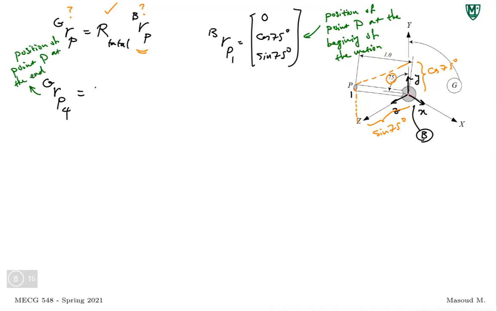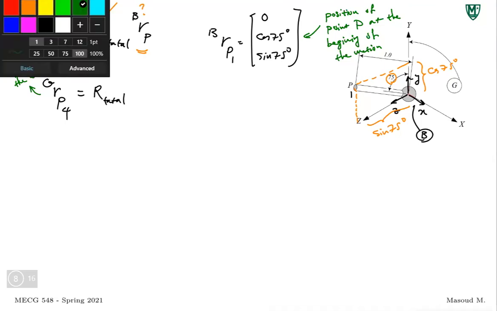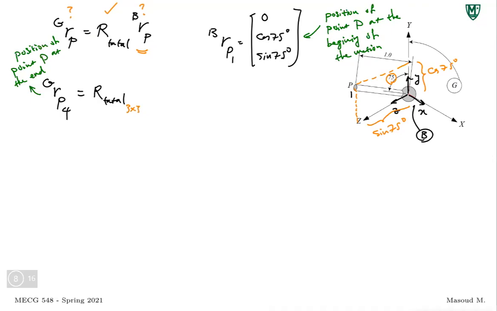Well, you do have this main matrix R2 already. You calculated that, and it's a 3 by 3 matrix. Now you have the coordinates. You can just put the coordinates right here: 0, cosine 75 degrees, sine 75 degrees. So another multiplication. This time you multiply a 3 by 3 matrix by a 3 by 1 vector. The result should be a 3 by 1 vector.